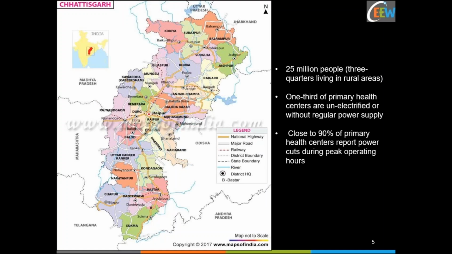The current study that I will be presenting actually looks at the state of Chhattisgarh, which is situated in the central part of the country. It has about 25 million people, 3/4 of which live in rural areas. And despite being a power surplus state, about 1/3 of the primary health centers are without regular power supply. And close to 90% of primary health centers in Chhattisgarh report power cuts during peak operations.